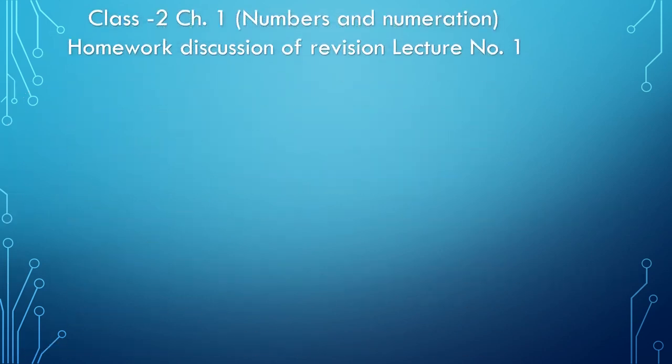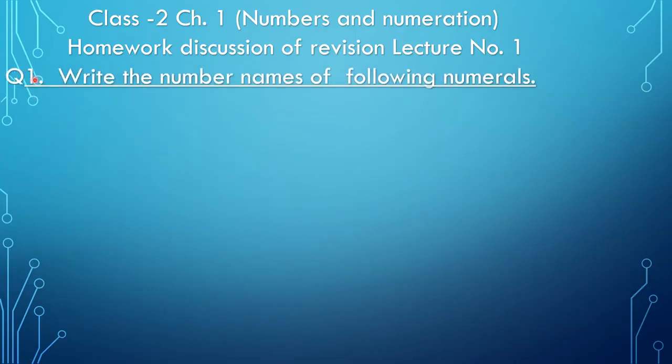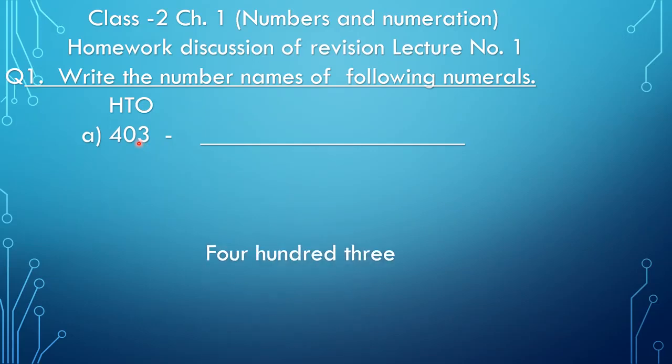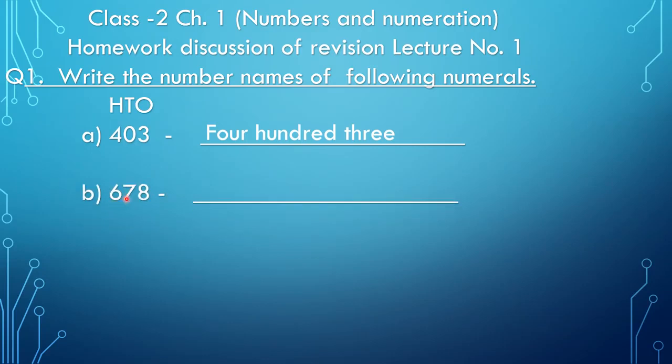Now the homework discussion of revision lecture number 1. So beta, I had given you two sums. In question number 1, I had given you: write the number names of the following numerals. So let's discuss. Here in A part, it is given 403. So first of all, we will write places here, ones, tens and hundreds. So here, we will start from our greatest place, that is hundreds place. So 400, and at tens place there is 0, and at ones place it is 3. So how we can write it? 403.